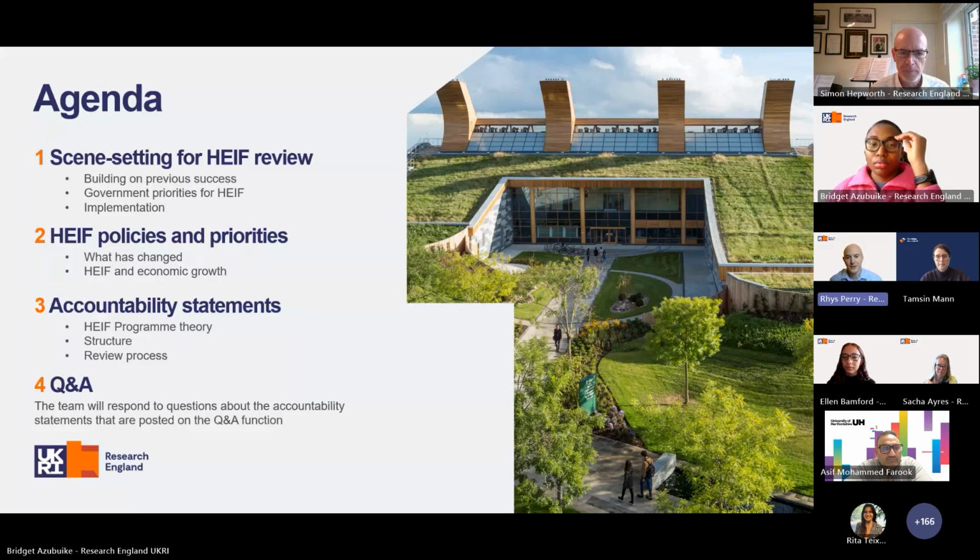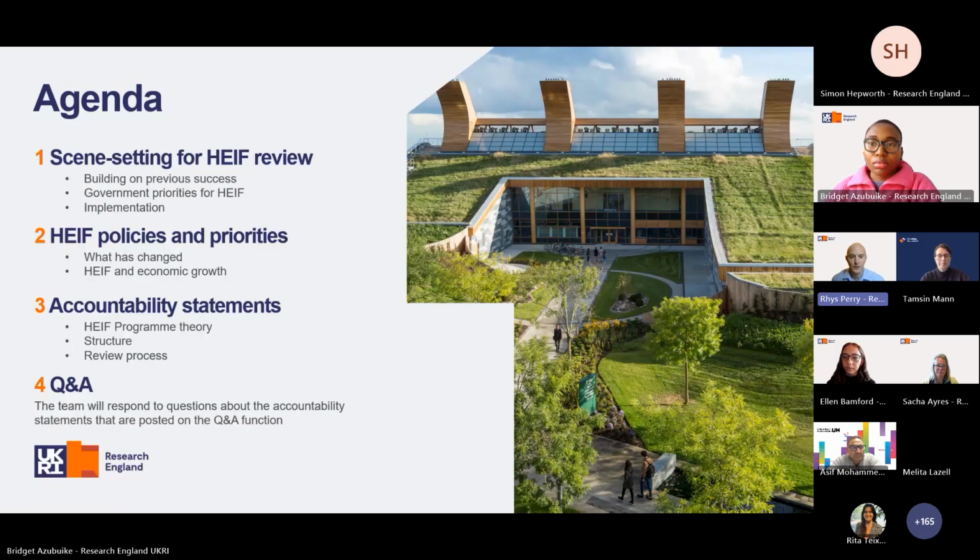We have a lot to get through, so at some points we may have to move quickly and gloss across the detail on the slides, but you will receive all the information afterwards, and we'll make sure we're drawing out the key points. So we'll start with providing some background information to set the context for the accountability statements, covering key government priorities for HEIF and how the policies and priorities have been developed to deliver the economic growth mission.